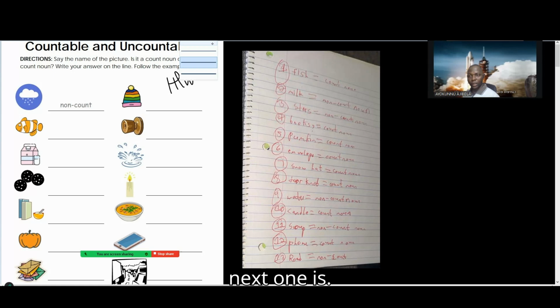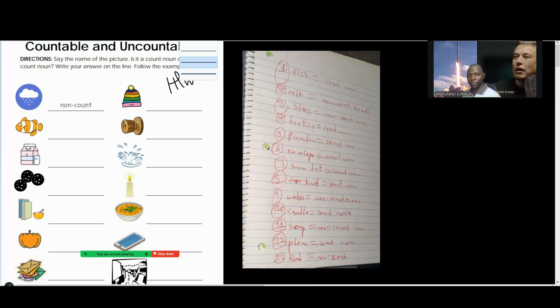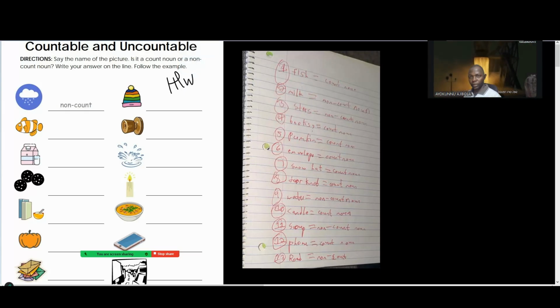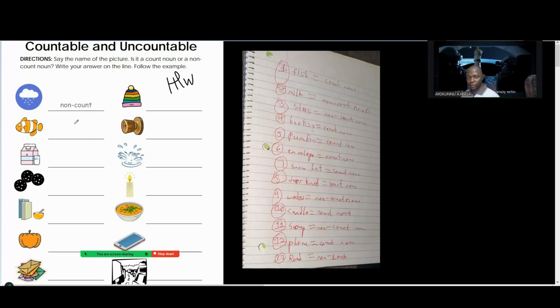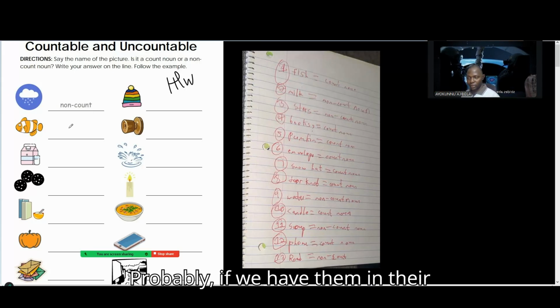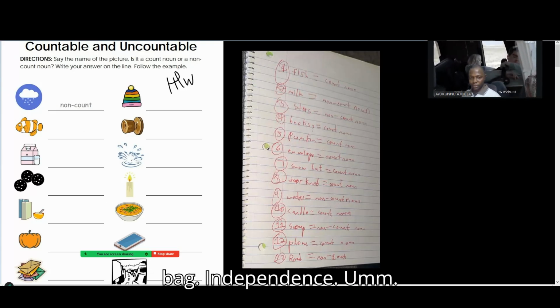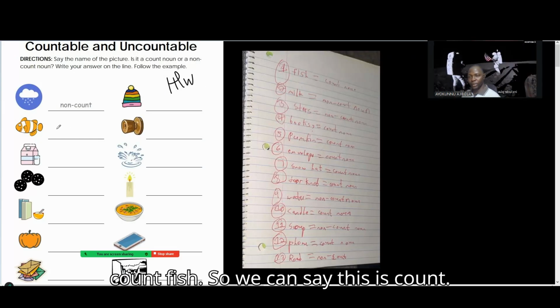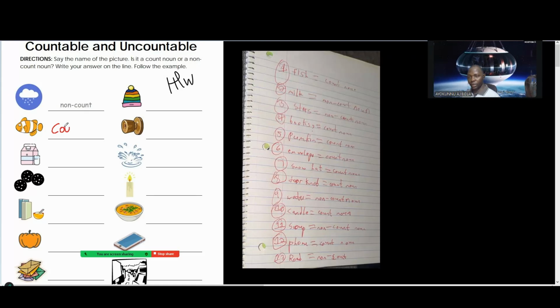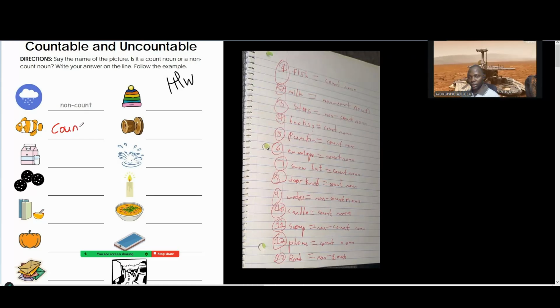And the next one is fish. Fish. So, can we count fish? Probably if we have them in the bag, it depends. That's true. So we can count fish. So we can say this is count. We can say countable.